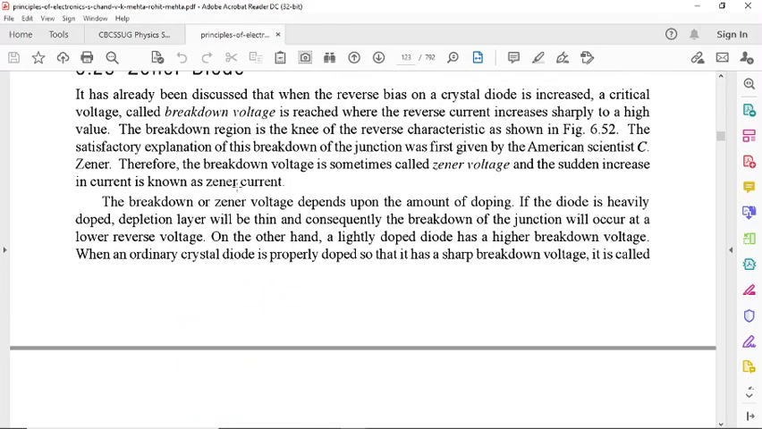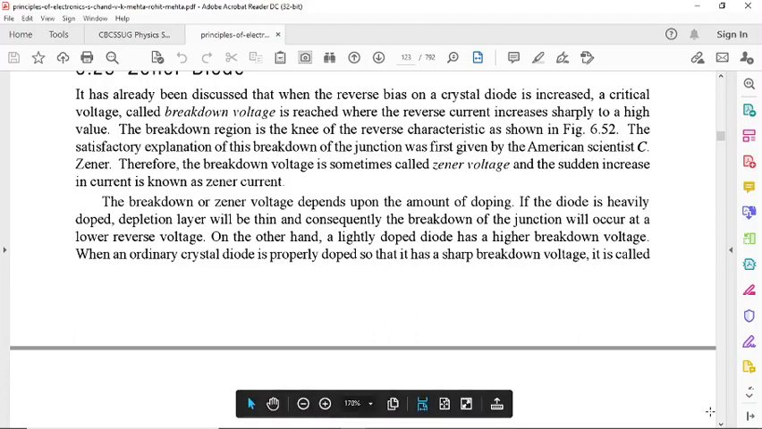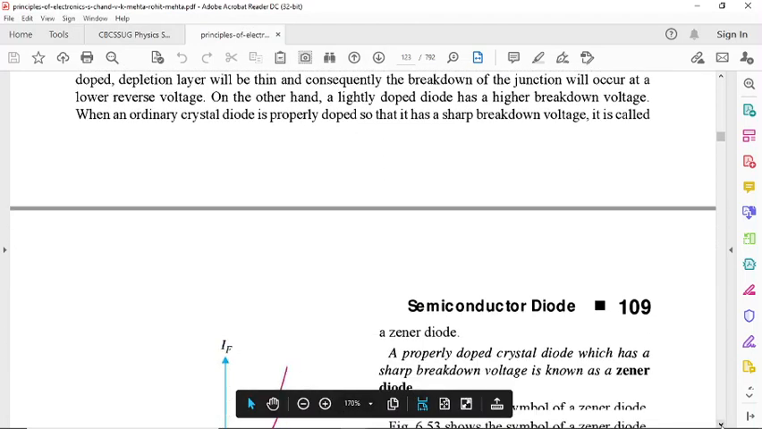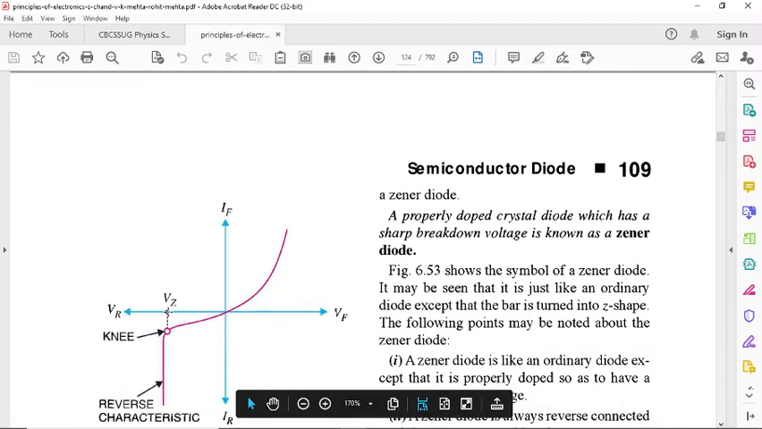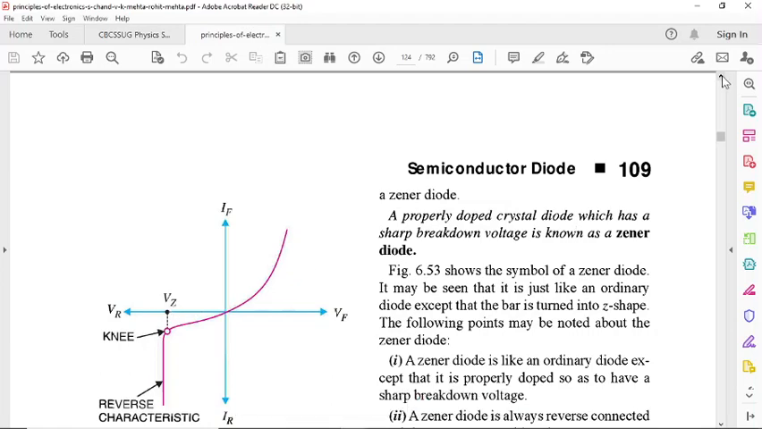The breakdown or Zener voltage depends upon the amount of doping. അപ്പോൾ ഡോപ്പിങ്ങിനനുസരിച്ച് ഈ വോൾട്ടേജ് Zener വോൾട്ടേജ് ചിലപ്പോൾ ഇങ്ങോട്ടേക്ക് മൂവ് ചെയ്യാനോ അല്ലെങ്കിൽ ഇങ്ങോട്ടേക്ക് മൂവ് ചെയ്യാനോ സാധ്യതയുണ്ട്. It depends on the doping.